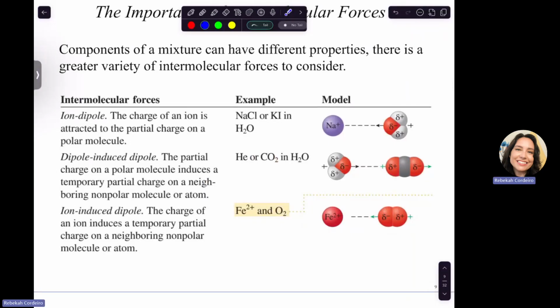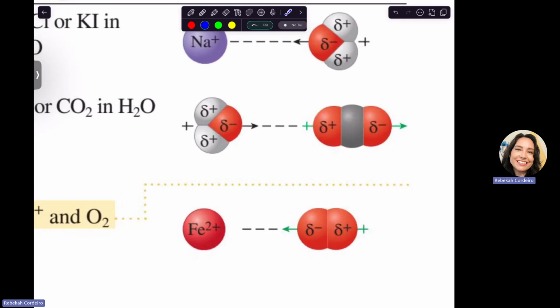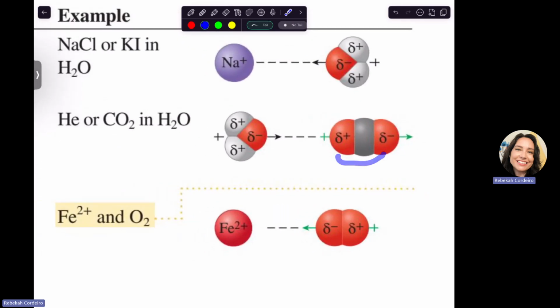So some intermolecular forces to consider. The ion dipole we've talked about. So the ion attracted to the dipole. Notice that the positive is attracted to the negative. But then there's also these other ion dipole-induced dipole. So let's look at carbon dioxide. How do we get carbon dioxide to dissolve in water?